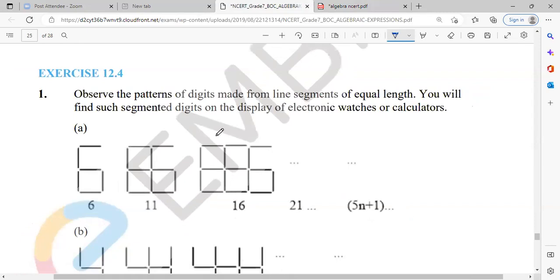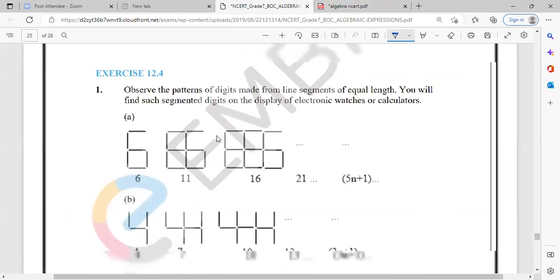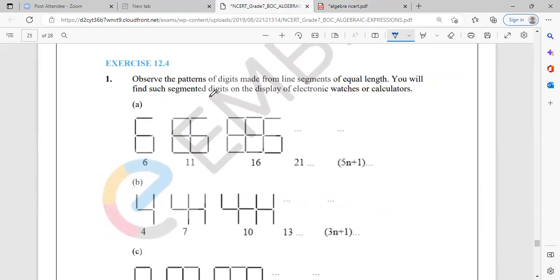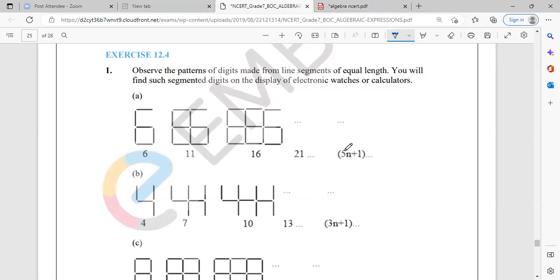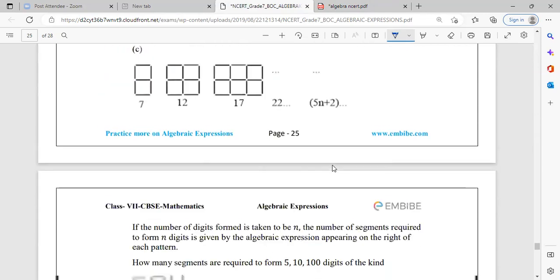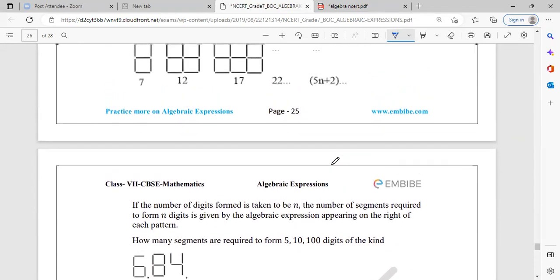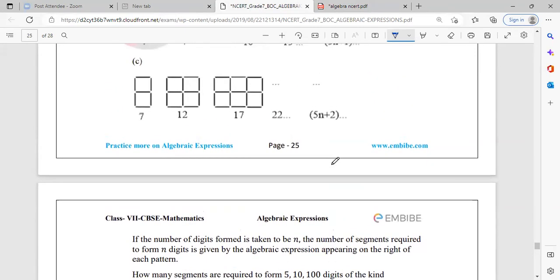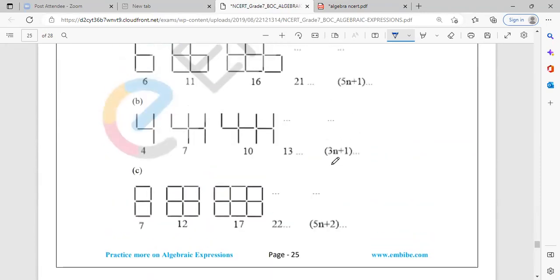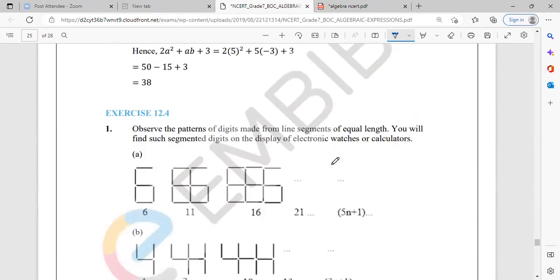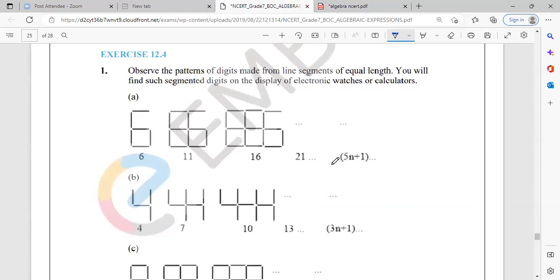Now let's do this. Over here, observe the pattern of digits made from line segments. You will find such segment digits on the display of electronic watches or calculators. So you can see this, and similarly this and this. First of all, what you have to find is how many segments are required to form the digits 5, 10, 100. Okay, ma'am. So tell me.